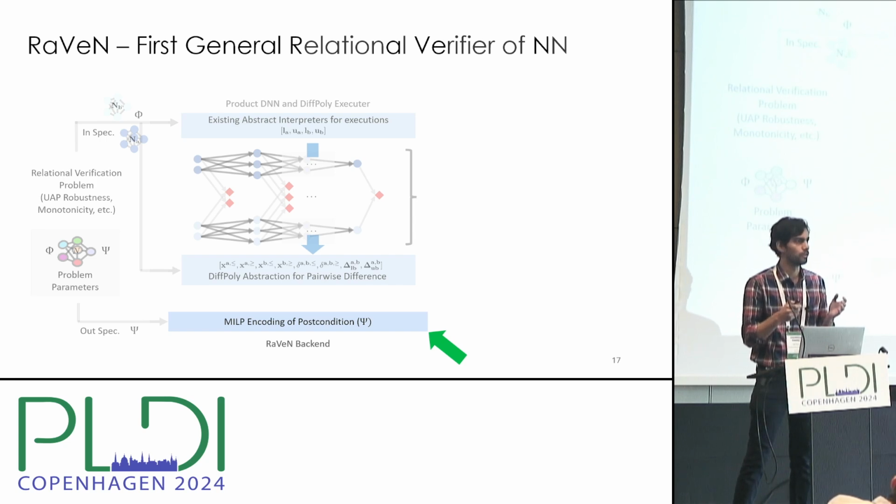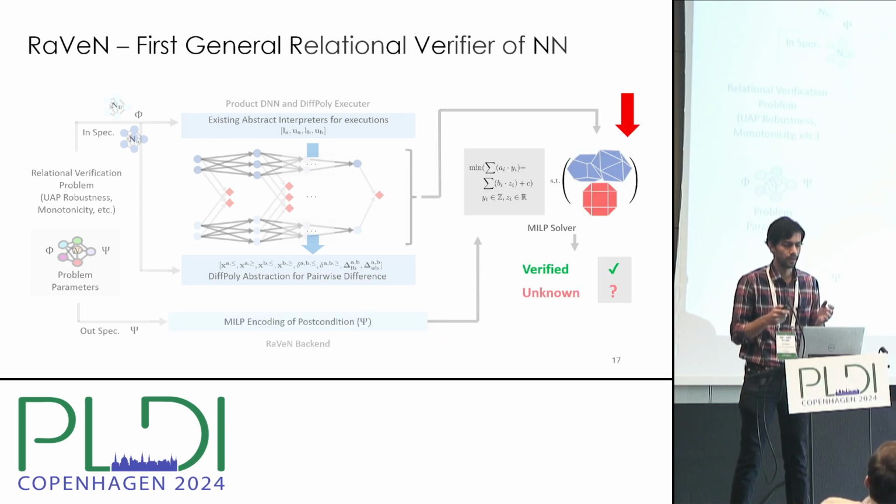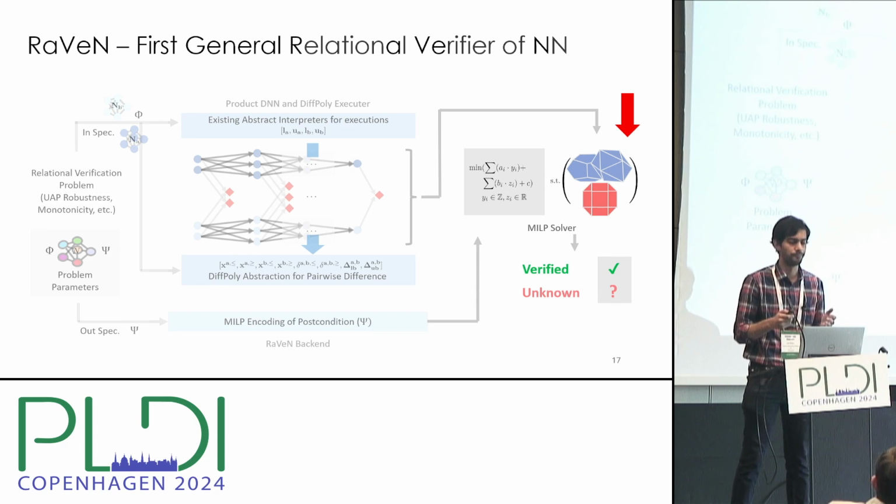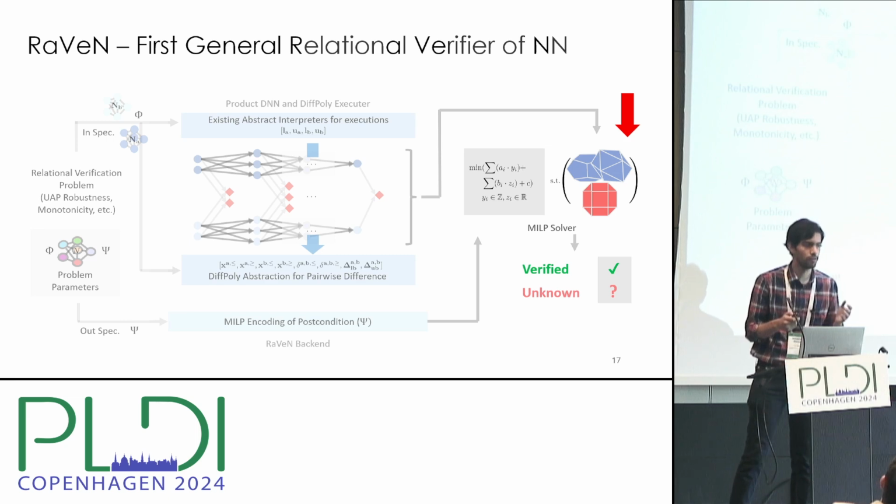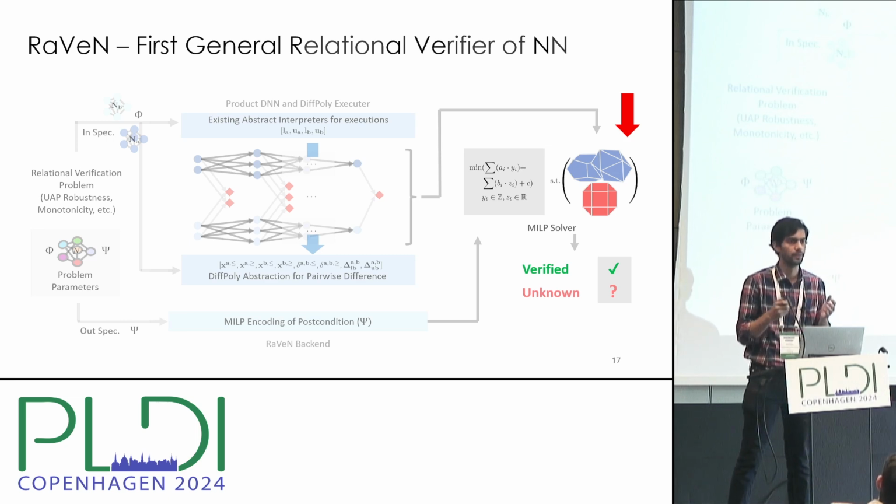Then we invoke an existing MILP solver like Gurobi to solve this optimization problem. Now, if you look at the illustrative example we discussed before, Raven was the only relational verifier that was able to prove it, while both the baselines failed in that case.